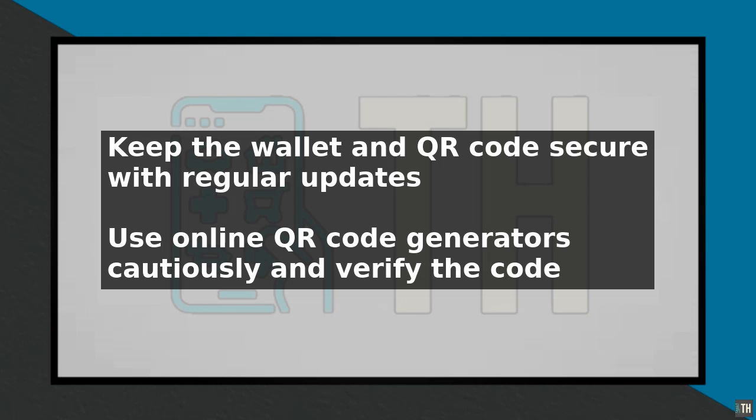In conclusion, getting a Bitcoin wallet QR code is a straightforward process. By setting up a wallet, creating a new address, and going to the Receive section, you can generate a QR code that can be used to receive Bitcoins. Always prioritize security and only share the QR code with trusted individuals.